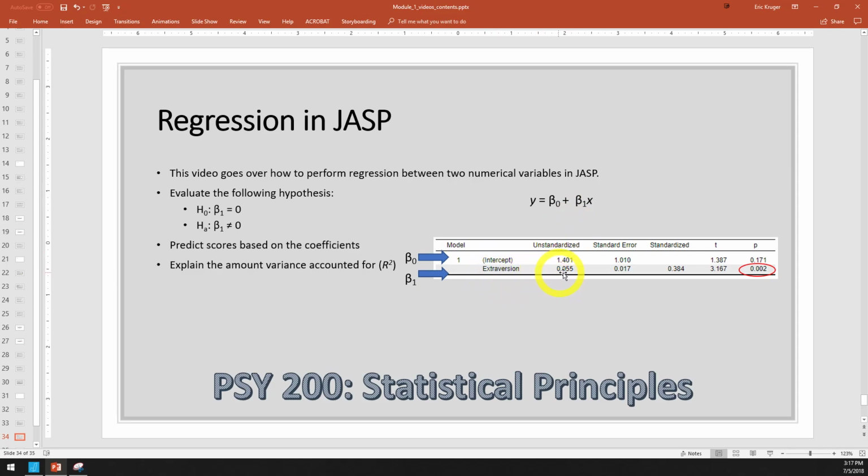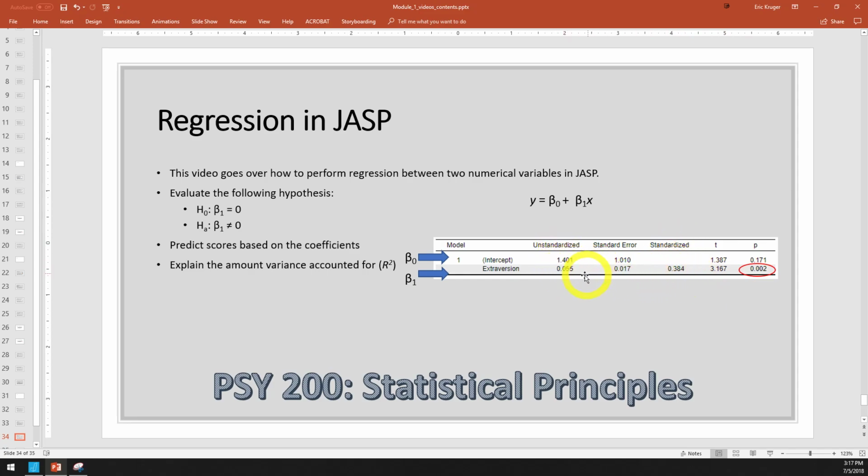That's where our predictor is either changing or not changing with the dependent variable. So here our unstandardized estimate is 0.05. So this is a positive estimate. So as extroversion increases, we're seeing a slight change in the number of basketball games attended. We have a standard error, and we have a t-score. And the t-score is 3.167. This standardized right here is the standardized estimate.